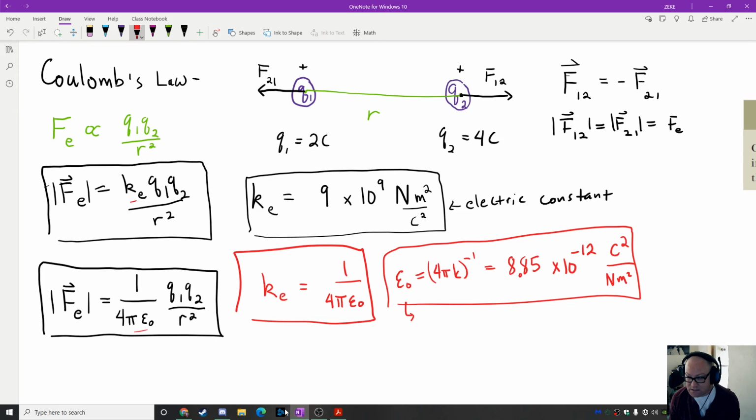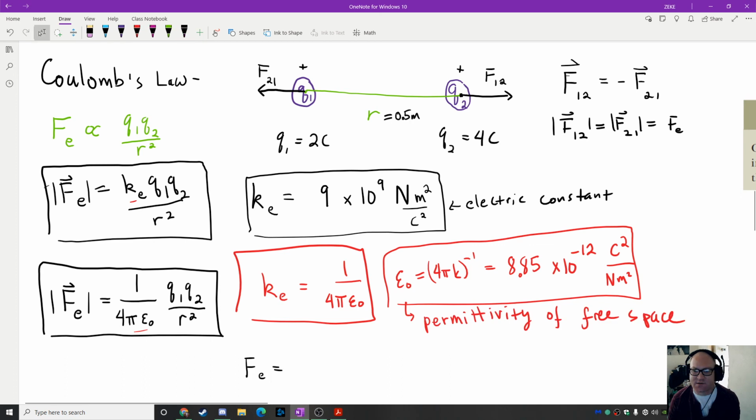So the electric force between those two objects should be equal to... we've got all our numbers and we've got our equation right here. I'll try to keep everything on the screen at the same time. We would take our number k, which is 9 times 10 to the 9, and multiply by our charges. One of them is 2 coulombs, one of them is 4 coulombs, and then we divide by the distance between them squared, so 0.5 meters whole squared. And that would give us some kind of a number.